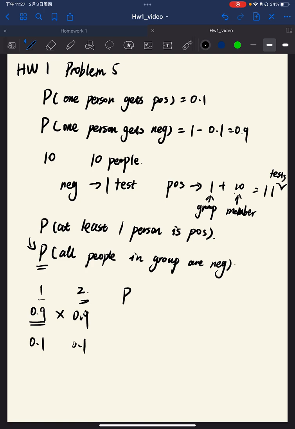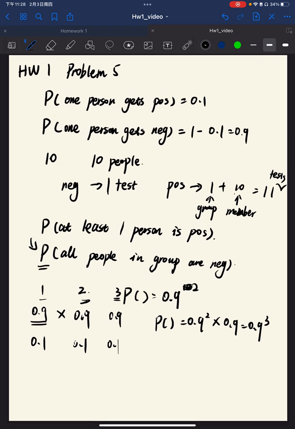So the probability for these two people to be negative will be 0.9 to the power of 2. And if we keep on doing this with a third person, who still has probability 0.9, the probability will be 0.9 to the power of 2 times 0.9, which is 0.9 to the power of 3. We know that for all people in this group to be negative, there are 10 people, each with probability 0.9 to be negative, so it will be 0.9 to the power of 10.